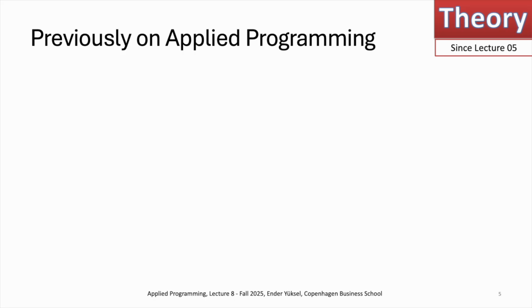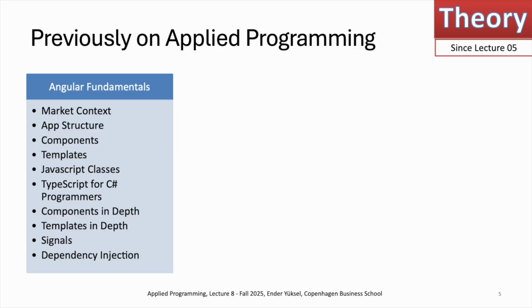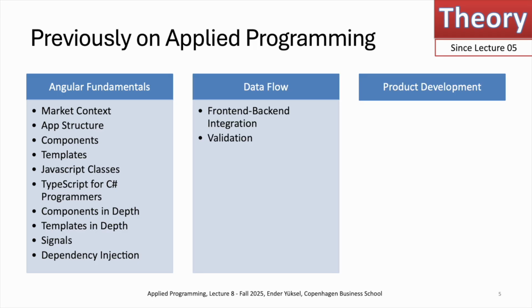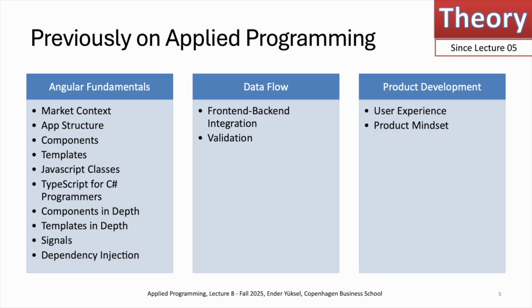Previously on Applied Programming. Let's look into the theory part, what we have learned since lecture 5. We can group our learnings into 3 categories, the first one being the Angular fundamentals. There we learned a lot of things and we continue learning. The second part is data flow and the third part is product development. Let's look at what we have learned in which lecture.